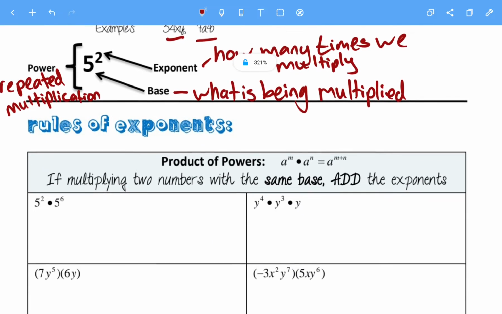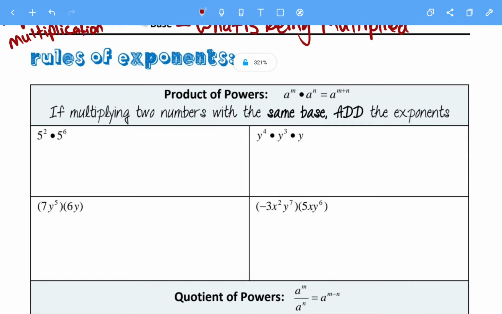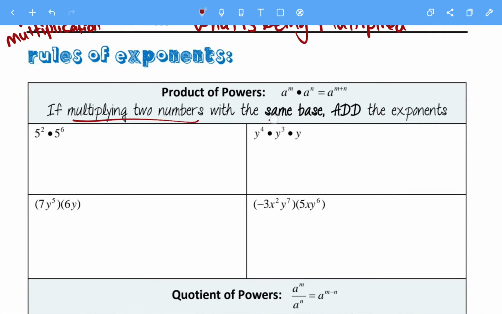Let's get started. So rules of exponents. The first one we got is product of powers. The example here is a to the m times a to the n equals a to the m plus n. So the product of powers rule says that if multiplying two numbers with the same base, we add the exponents. We look here at the first example, we get 5 to the second power times 5 to the sixth power. This is the same as 5 to the 2 plus 6 power, which is 5 to the 8th power.